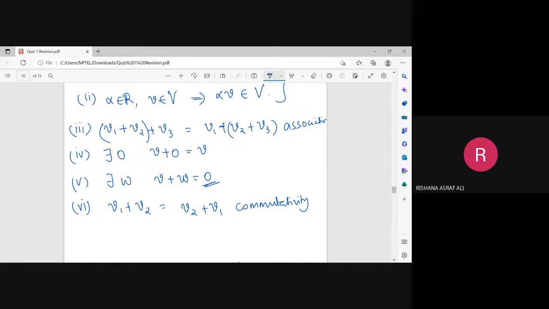Ma'am, can you please explain point number 5? Point number 5 is existence of additive inverse. For every V, there is an element W with which when you add, you get the zero, whatever is the zero of the vector space. It means W is equal to minus V. Yeah, minus V in the sense, not the usual minus V, not scalar multiplication by minus 1. It depends on what the set is, right? You cannot always say it is minus V. Okay.